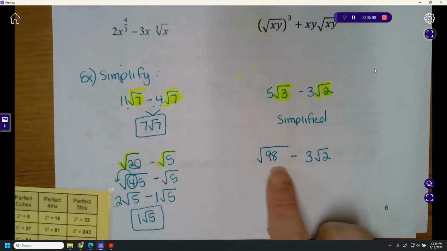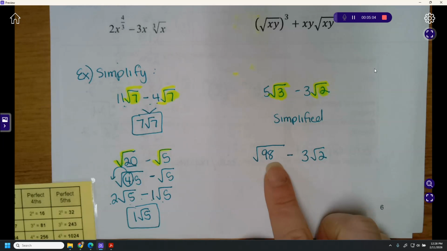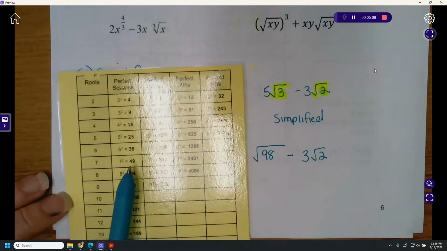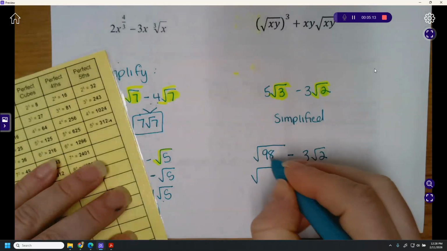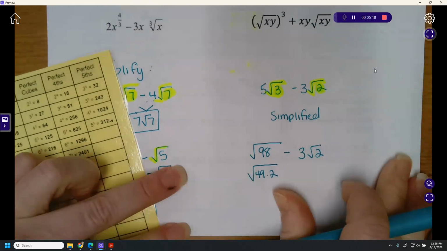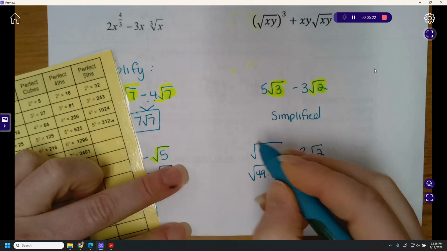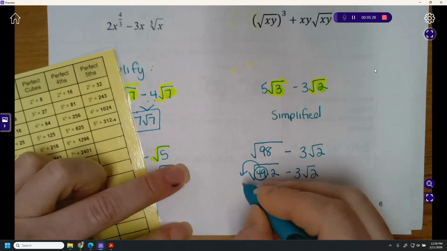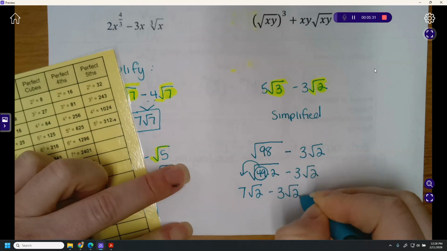These are not the same radicand, but we're looking to see, can I maybe rewrite the square root of 98? Is there anything on my list, the highest thing that goes in? And I see 49. So I'm going to rewrite the square root of 98 as 49 times what? 49 times 2, minus 3 root 2. I'm then going to take out the square root of 49, which gives me a 7. So I have 7 root 2, take away 3 root 2.